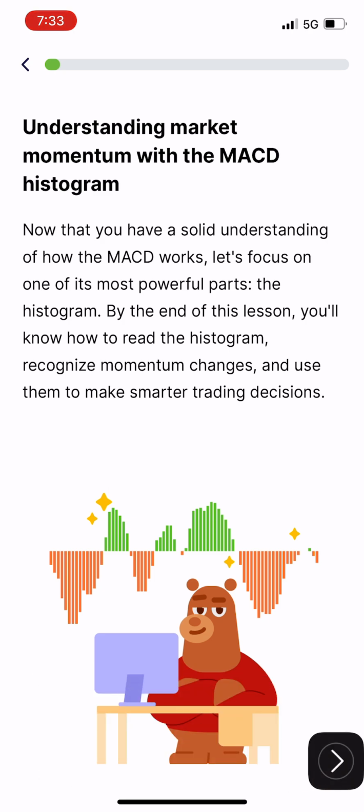Understanding market momentum with the MACD histogram. Now that you have a solid understanding of how the MACD works, let's focus on one of its most powerful parts, the histogram. By the end of this lesson, you'll know how to read the histogram, recognize momentum changes, and use them to make smarter trading decisions.